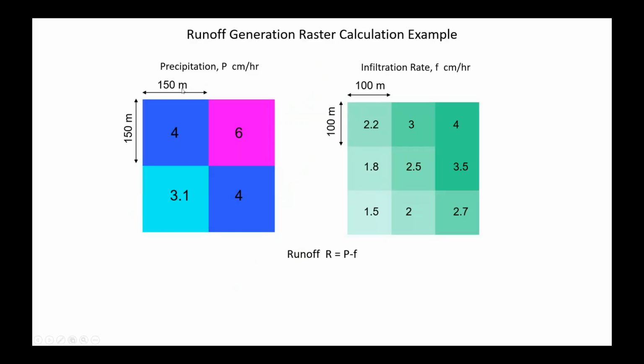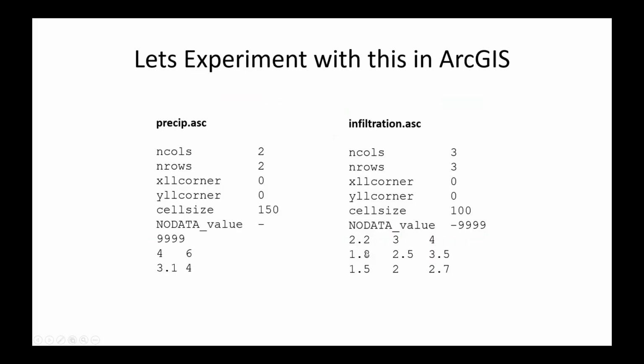So this is the example. I've made up a precipitation grid that has 150 meter grid cells. I've made up an infiltration rate grid that is made up of 100 meter grid cells. And we might be calculating runoff as precipitation minus infiltration. So here is the precipitation grid, and there is the infiltration grid. And now we'll do some work with this in ArcGIS.